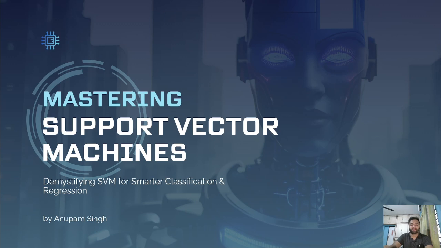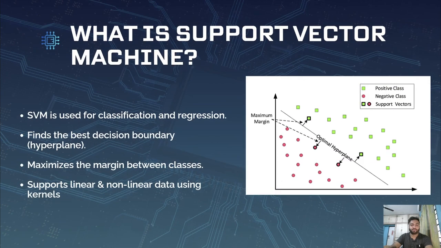This algorithm is used in text classification, image recognition, and even bioinformatics for tasks like protein classification. By the end of this video, you'll have a solid understanding of how SVM works, both theoretically and practically. We'll also look at how to tune hyperparameters, choose the right kernel, and evaluate the performance of SVM models. So stay tuned. Let's start with the basics.